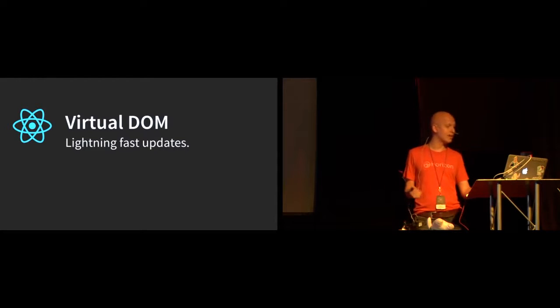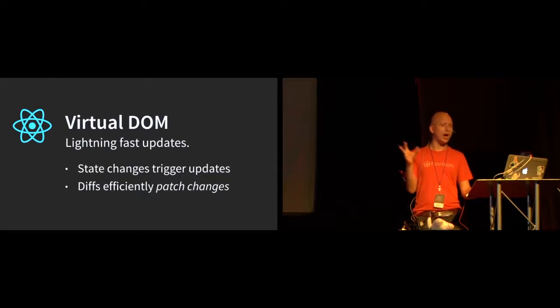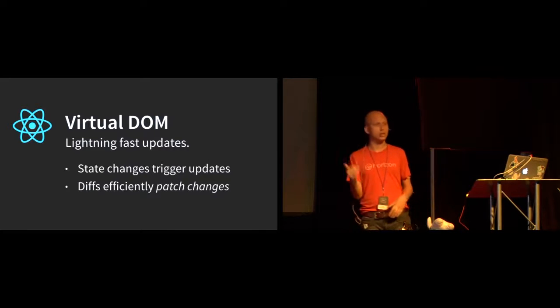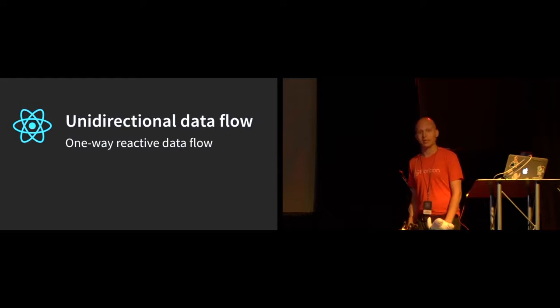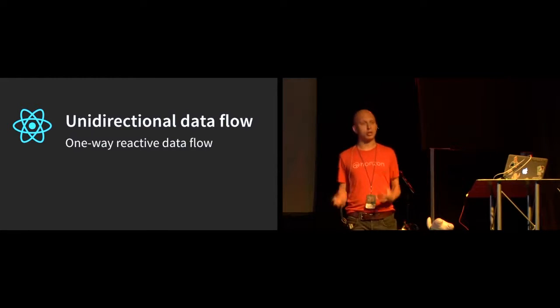One of the reasons this is possible in an efficient manner is because React has a virtual DOM, which has lightning fast updates. Each state change triggers an update, and you have efficient diffs that patch changes onto the virtual DOM. And the most important part about React to me is the fact that it espouses unidirectional data flow.